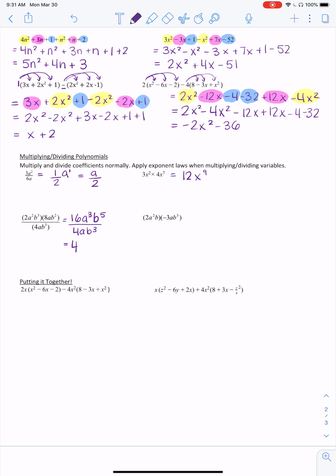And now I look at my a's. So I have a to the power of 3 divided by a to the power of 1. So I subtract my exponents, so I'll have a to the power of 2. And similarly with my b, I have b to the 5 divided by b to the 3. So I subtract my exponents, and I'll have b squared.